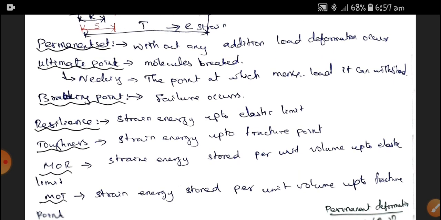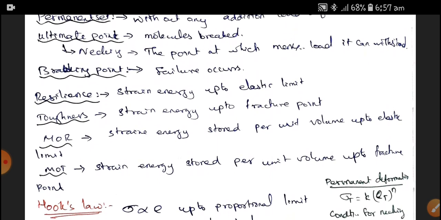Next we are going to discuss resilience, toughness, modulus of resilience and modulus of toughness. Resilience is the strain energy up to the elastic limit. Toughness is the strain energy up to the fracture point. The modulus of resilience is the strain energy stored per unit volume up to the elastic limit, and the modulus of toughness is the strain energy stored per unit volume up to the fracture point. So these are some definitions which you have to understand and know in the stress strain diagram.